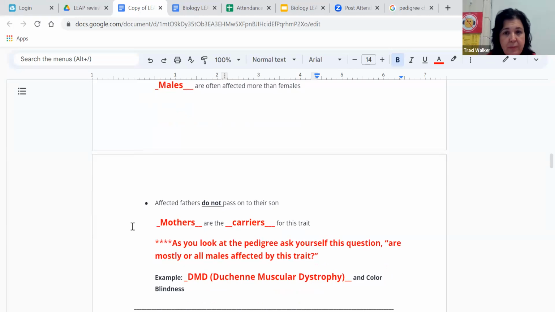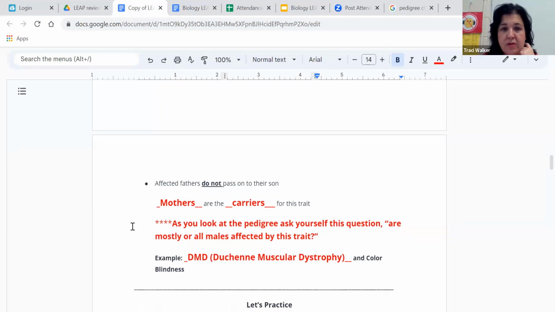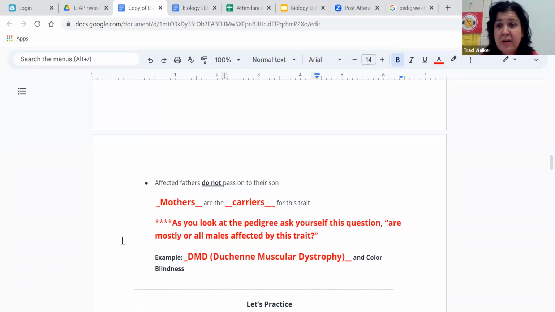Affected fathers do not pass on to their son, because remember, it's on the X chromosome. And if the father is affected, they don't give their son an X chromosome. They only give their son a Y chromosome. And mothers tend to be the carriers for this trait. The mothers don't necessarily have the trait, but they are often the carriers because it's recessive. So they can have the dominant gene and not have the disorder, but they're carriers of that recessive gene that causes the disorder.